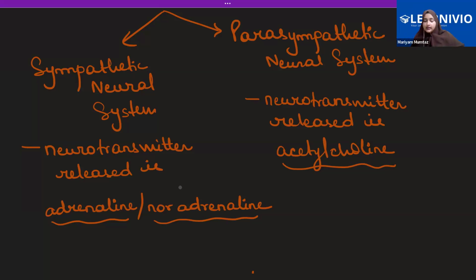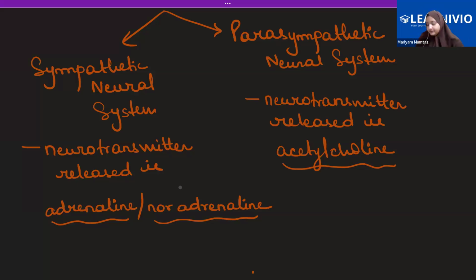On the other hand, there is the parasympathetic neural system. Now, this is the one that is under the influence of the neurotransmitter acetylcholine. So both of them have their own specific functions to perform, and they do so accordingly, whenever there is a need. Wait, let me tell you the various functions.